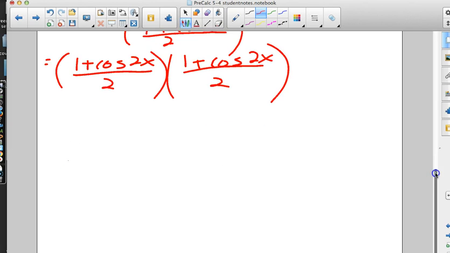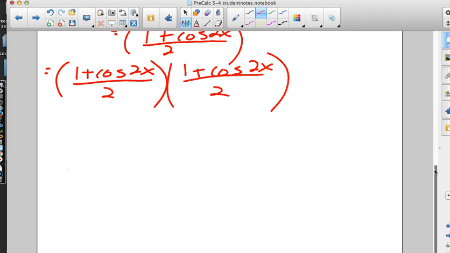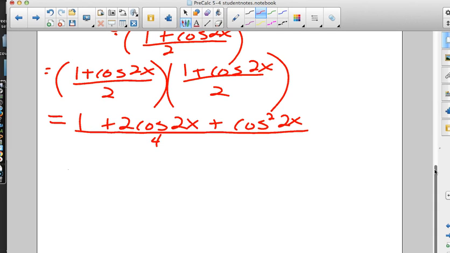Numerator times numerator, denominator times denominator with any fraction. Gonna do a little FOIL action up there on the top. 1 plus cosine 2x plus another cosine 2x. Unfortunately, last times last, cosine squared 2x. Now that's a problem for us because they said we have to have this as a first power, but we're not going to deal with it right now. All over 4.